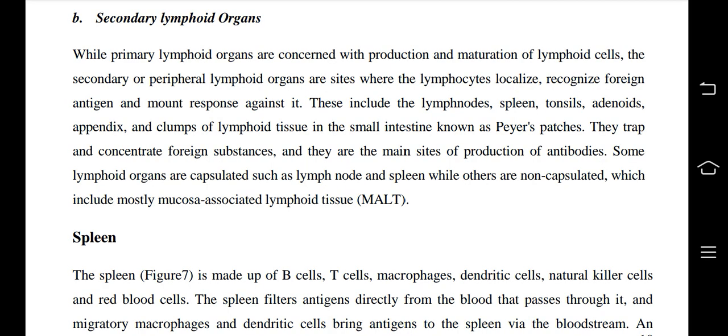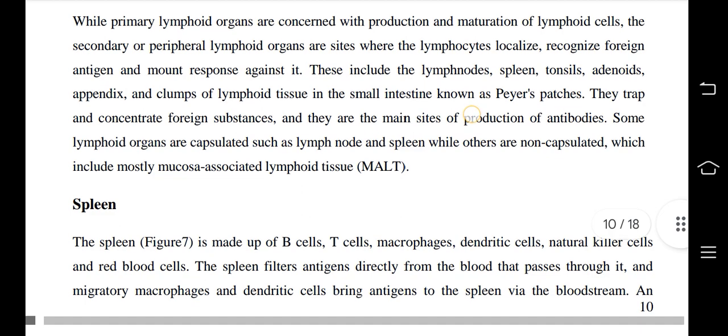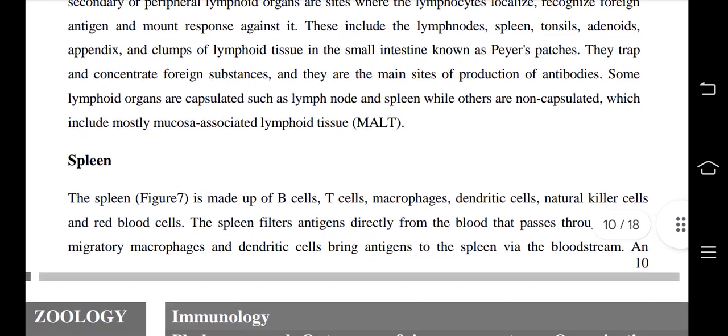So, primary lymphoid organs are concerned with the production and maturation of lymphocytes. The secondary or peripheral lymphoid organs are sites where the lymphocytes localize, recognize foreign antigen, and mount a response against it. They trap and concentrate foreign substances, and they are the main sites of production of antibodies. Some lymphoid organs are capsulated, such as lymph node and spleen, while others are non-capsulated, which include mostly mucosa-associated lymphoid tissue.